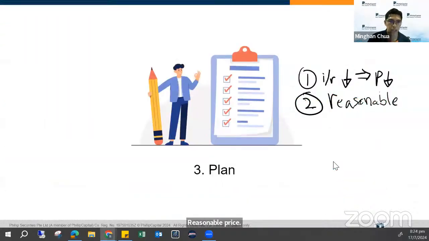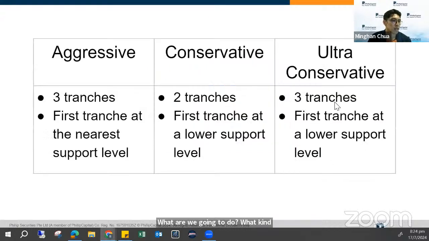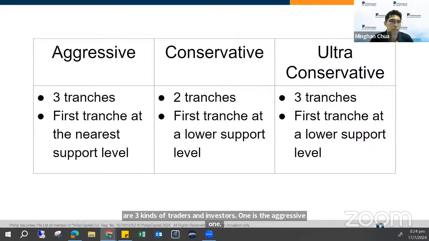So now comes the planning. What are we going to do? What kind of planning can we do? I offer you three proposals. There are three kinds of traders and investors. One is the aggressive one, one is the conservative one, and one is the ultra conservative one.